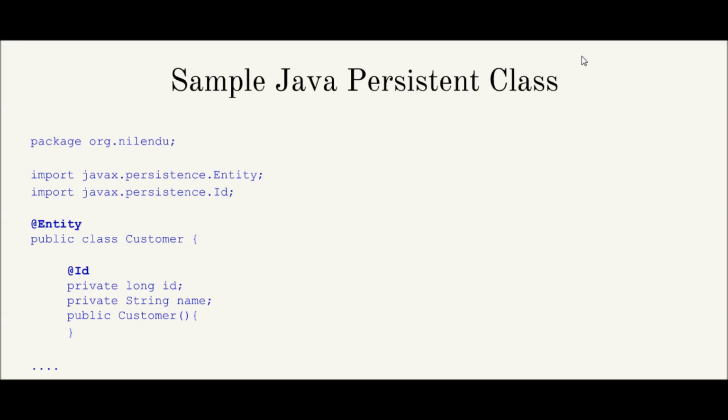And as you can see, there are two import statements, javax.persistence.Entity and javax.persistence.Id. So javax.persistence is the package name which is used for classes which are related to JPA or which are used by JPA.